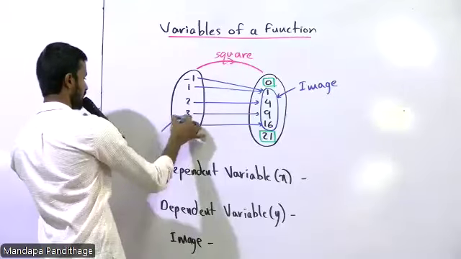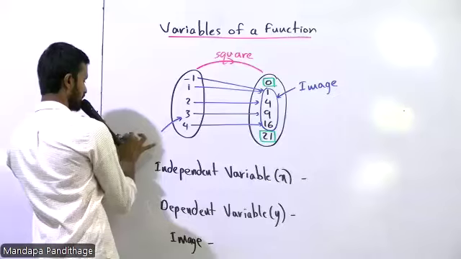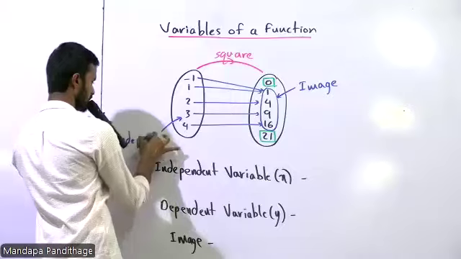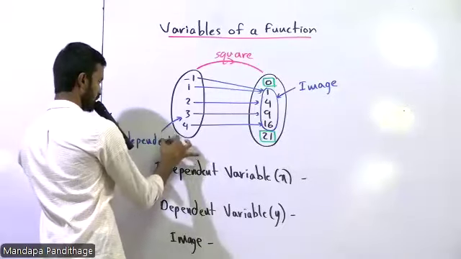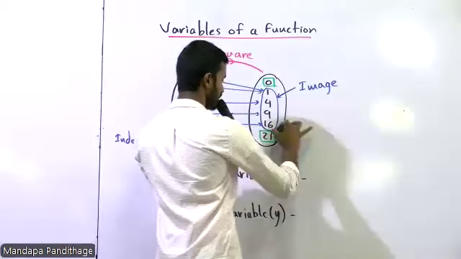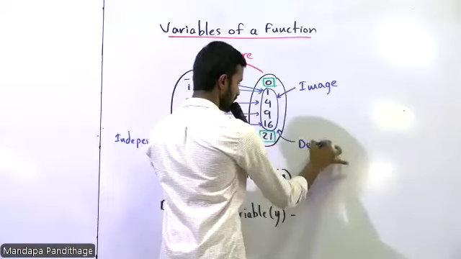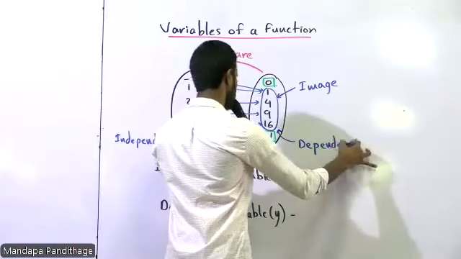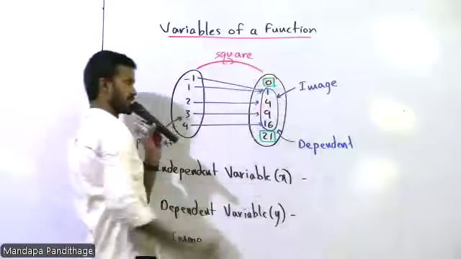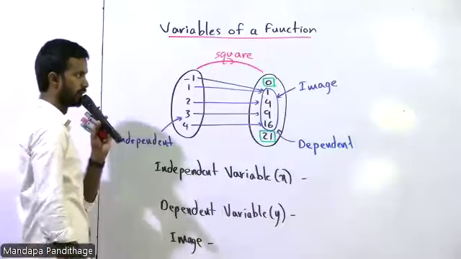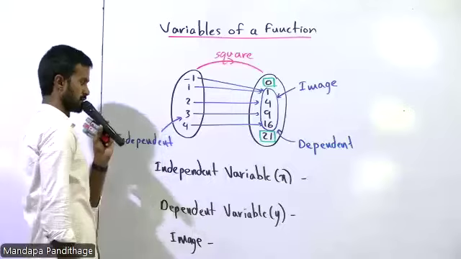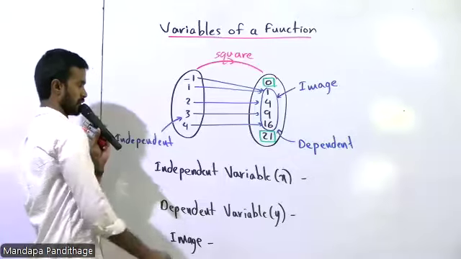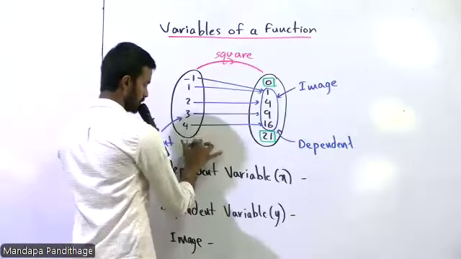Then write this example and mark them. These are independent variables. All these are dependent variables. Inside the dependent variables, we have this special category which have been assigned to an independent variable. We call them images.